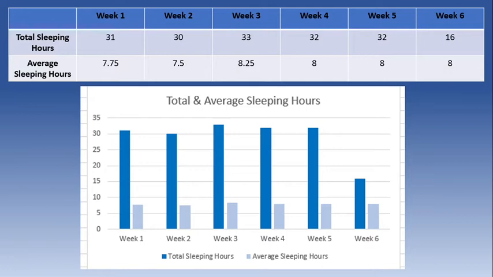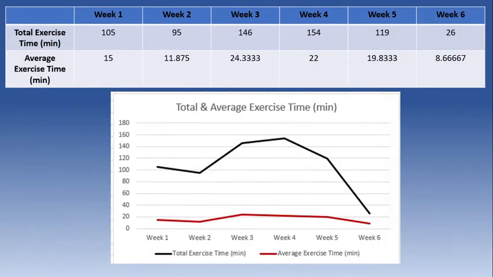This is the chart of total and average sleeping hours. As we can see, from week 1 to week 5, I've at least worked out about 4 days. But on week 6, I only worked out for 2 days since the due date was already at the end. As you can see, on week 3, my total sleeping hours was the highest compared to all the other weeks, and the average is almost constant from week 4 to week 6, which is 8 hours on average.